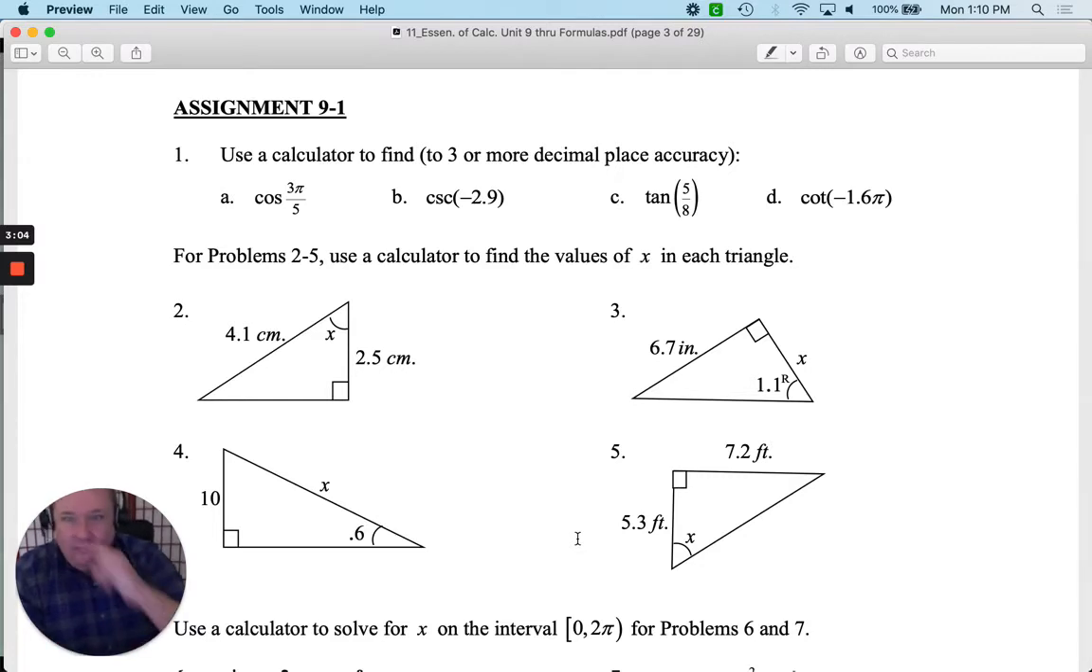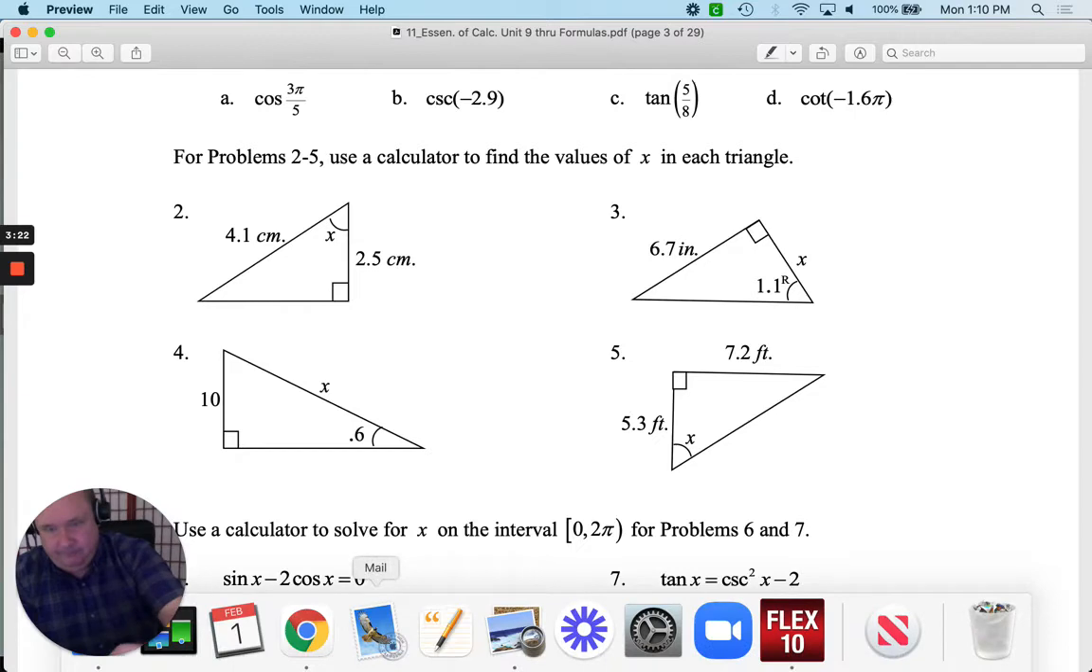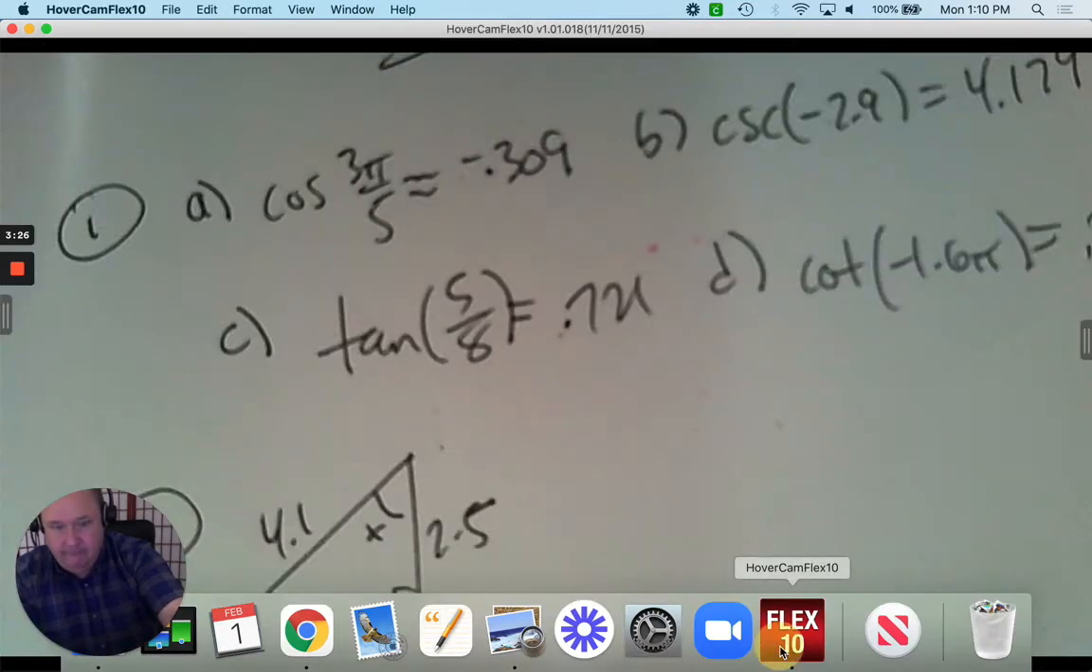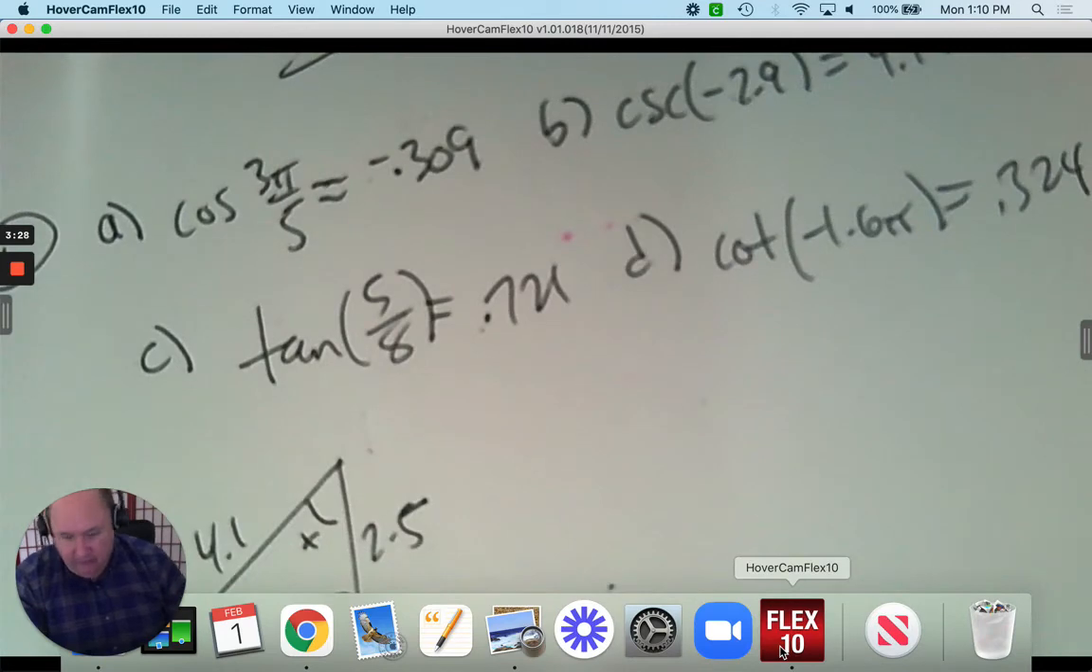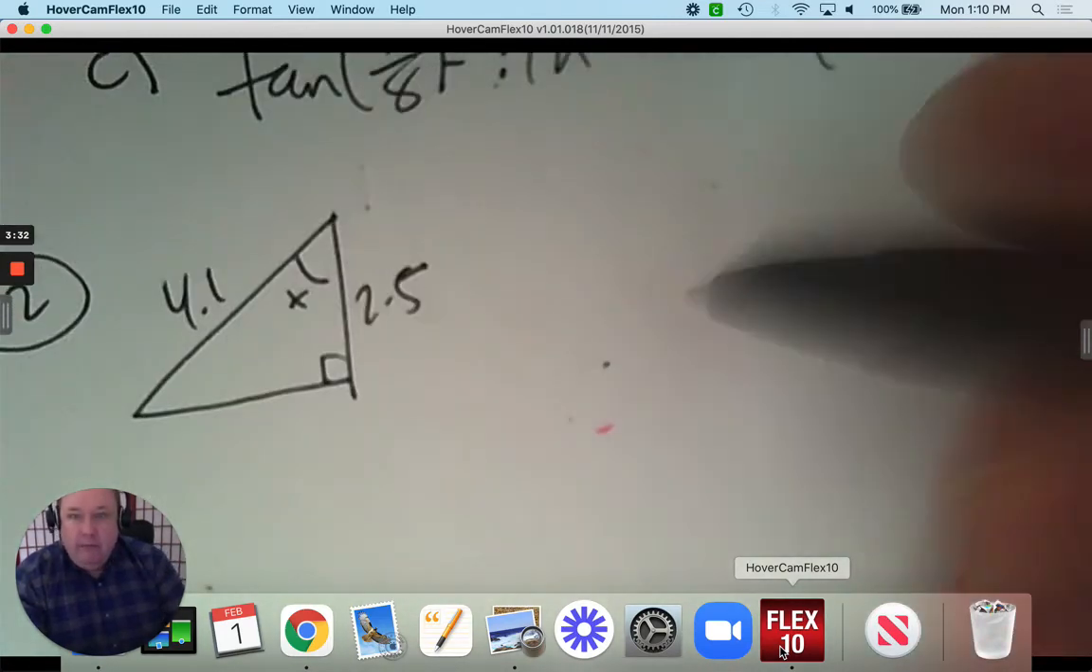2 to 5, use a calculator to find the x values of each triangle. So if I look at number 2, do you know how to find missing sides and angles of triangles? We have 4.1, 2.5, and we're trying to find that angle x. Let's see what that would do. We need our calculator at the end. And the good news is it will solve it for us. But we need to know how to set it up.